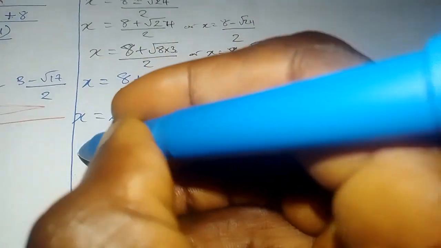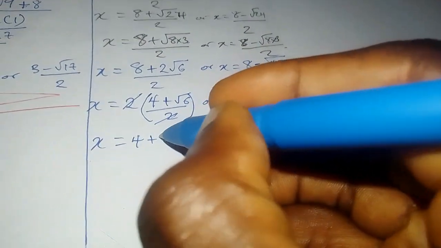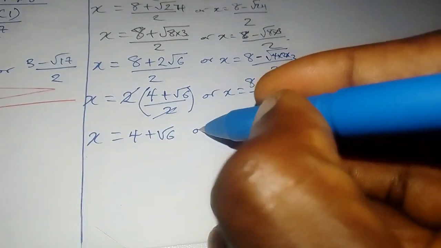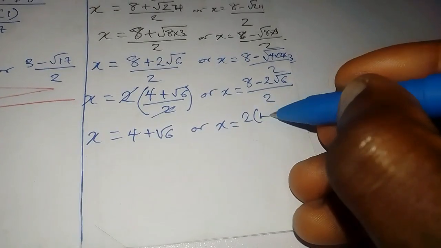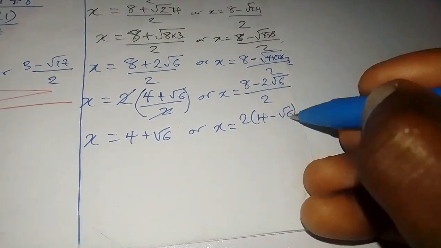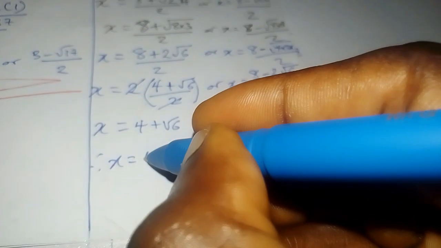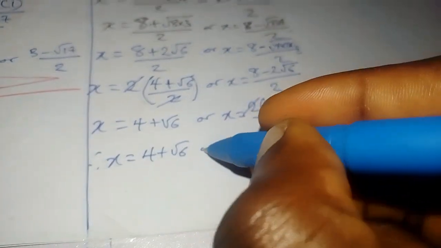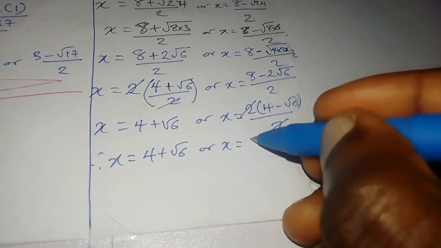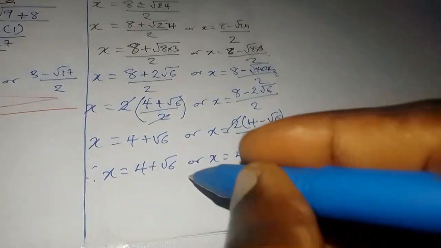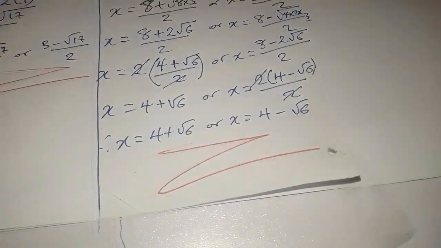2 can take away 2 here, so x equals 4 plus root 6, or x equals, 2 is common, 4 minus root 6 divided by 2. 2 can take away 2, so therefore x equals 4 plus root 6, or x equals 4 minus root 6. And that's the final answer for question 5. Now moving to the last one and not the least, question 6.